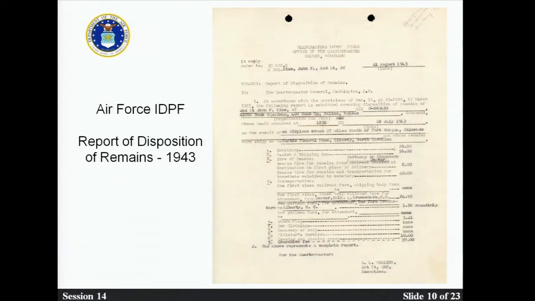show you these records. But this is an example of one of the forms that was used early on, and this is what we call a report of disposition of remains. And it's basically a summary. It's a document template which was typed on a typewriter. This is from the period of when they were under the Army.